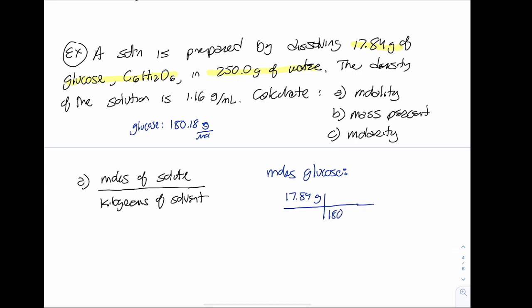I need grams to cancel. So since grams are on the top, grams are going to go on the bottom. So grabbing my calculator again. And I get 0.09901 moles of glucose.